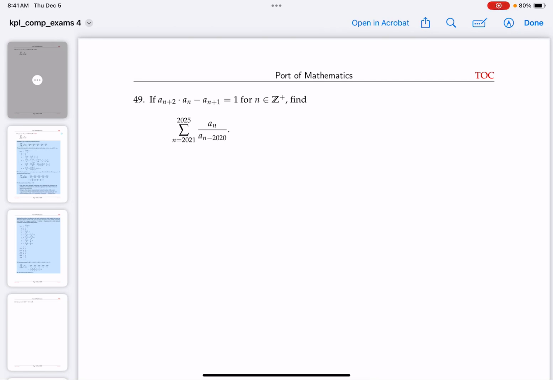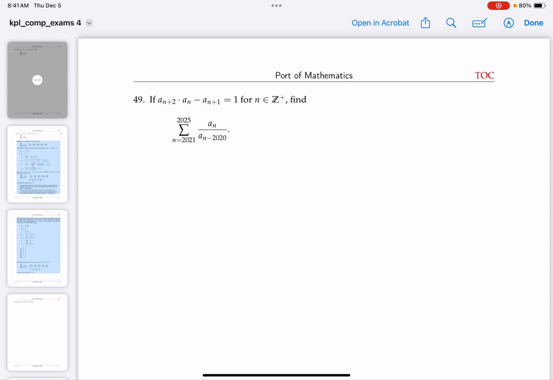Okay, this is the problem that was presented in class. It says that you get a relationship over here for n, where n is a positive integer, and asks you to find the sum. Now, certainly you could write the sum down. It's not a long sum. It goes from 2021 to 2025. The problem is figuring out what the terms are.